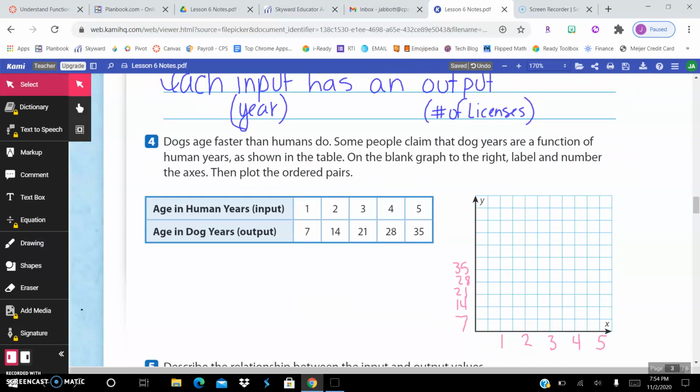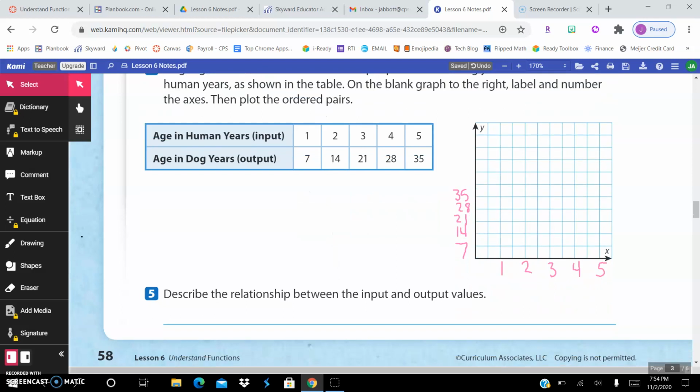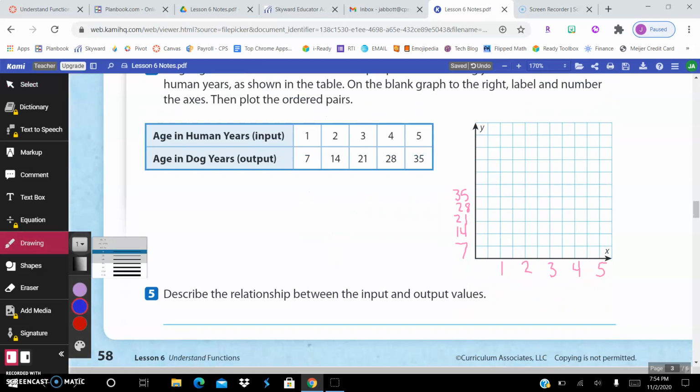Number 4, dogs age faster than humans do. Some people claim that the dog years are a function of human years, as shown in the table. On the blank graph to the right, label and number the axis, and then plot the ordered pairs. So again, our x's are the inputs, the human years, and the y is the dog years. So every year, 1 is 7, 2 is 14, 3 is 21, 4 is 28, and 5 is 35.